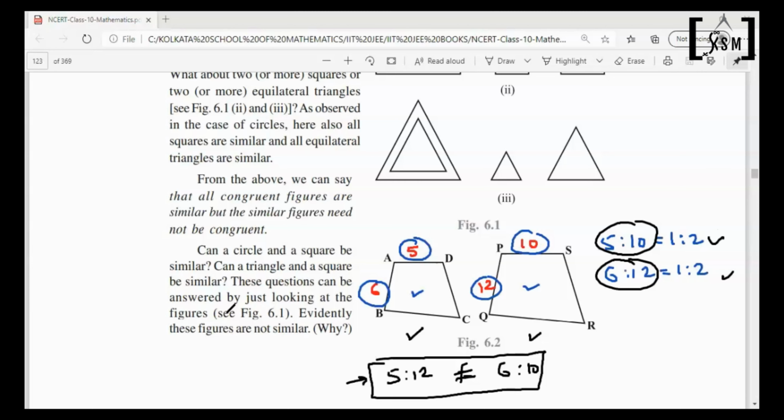And how do we write similar figures? We write quadrilateral ABCD is similar to quadrilateral PQRS. The method which I told you just now is called side-side proportionality, SS proportionality. Now we'll be learning all the proportionalities to check that two triangles are similar.